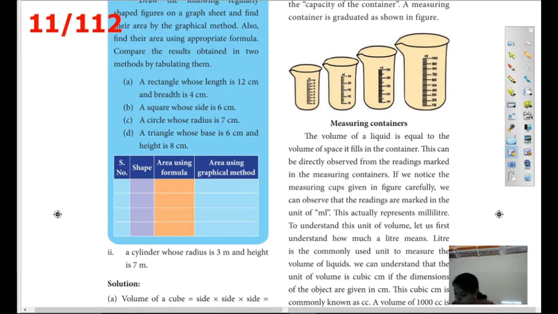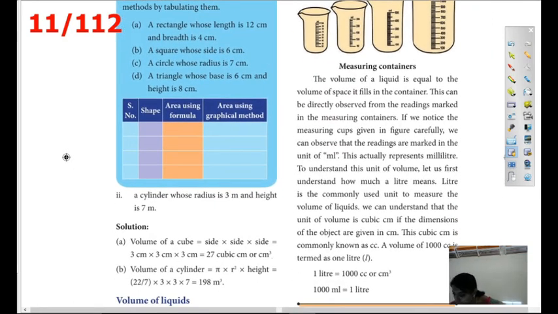To understand this unit of volume, let us first understand what a liter means. If you go to a shop, you can ask, give me 1 liter of milk, or half a liter of milk. So first of all, we have to know what a liter is. Liter is the commonly used unit to measure the volume of liquids.